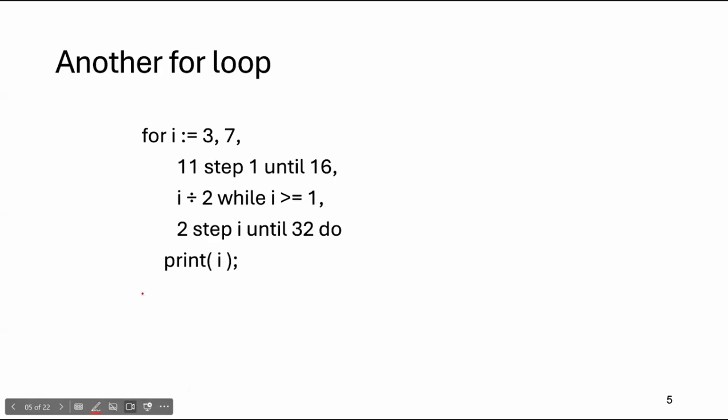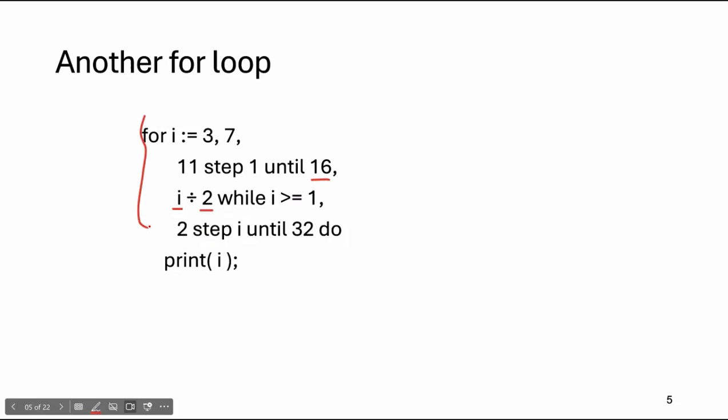Also, there are many different types of for loops, and it's so general that you can actually do a lot of things with it. So for example, here it's saying for I equals 3, 7, and 11. So when I equals 3, 7, and 11, you want to do step 1 until it reaches 16. And once I reaches 16, then go ahead and divide I over 2 until I is greater than or equal to 1. And then after that, you do 2 steps of I until it reaches 32. So you see that you have multiple options inside the for loop.